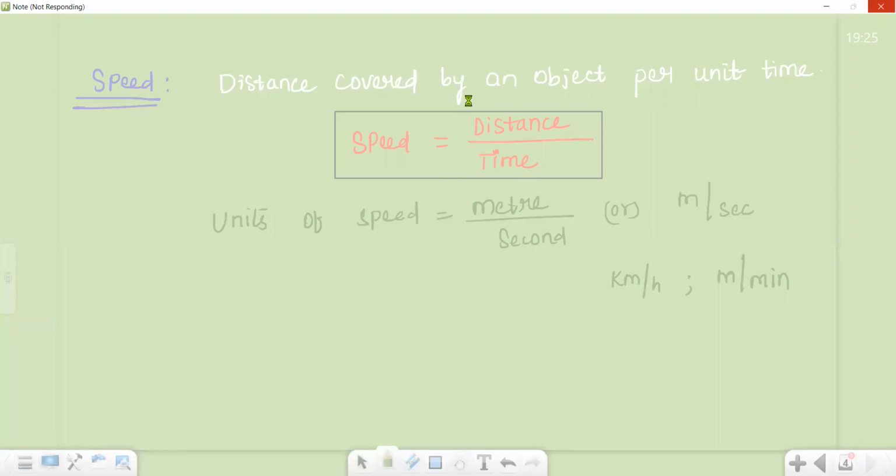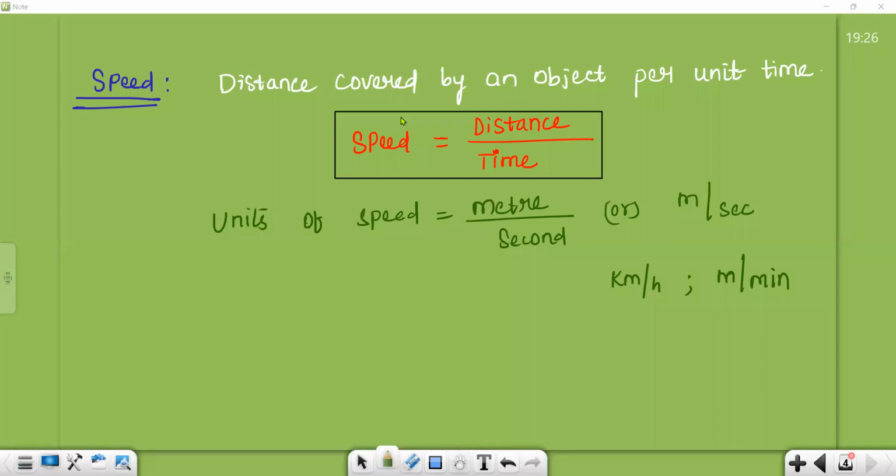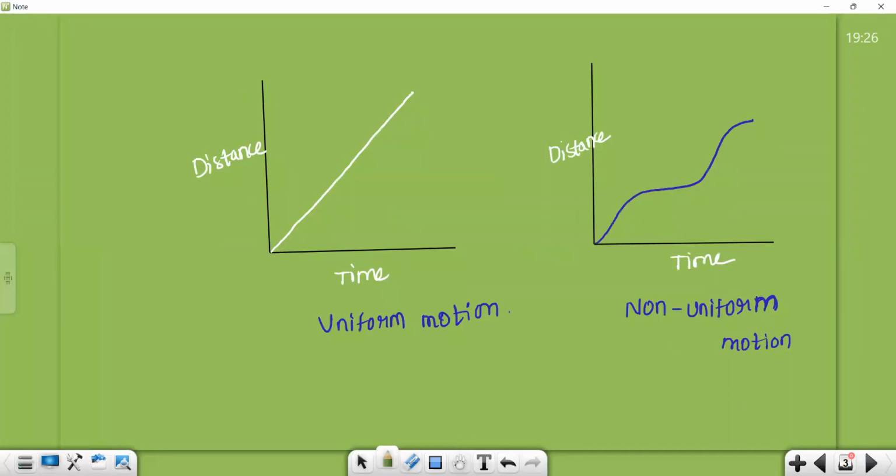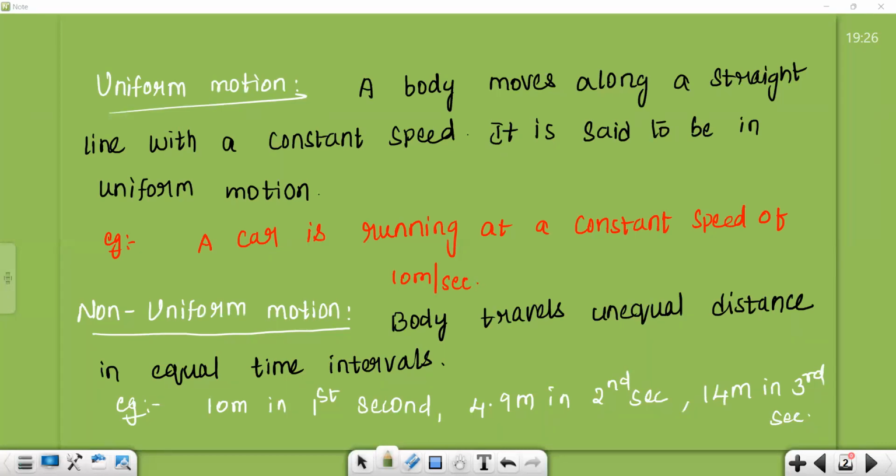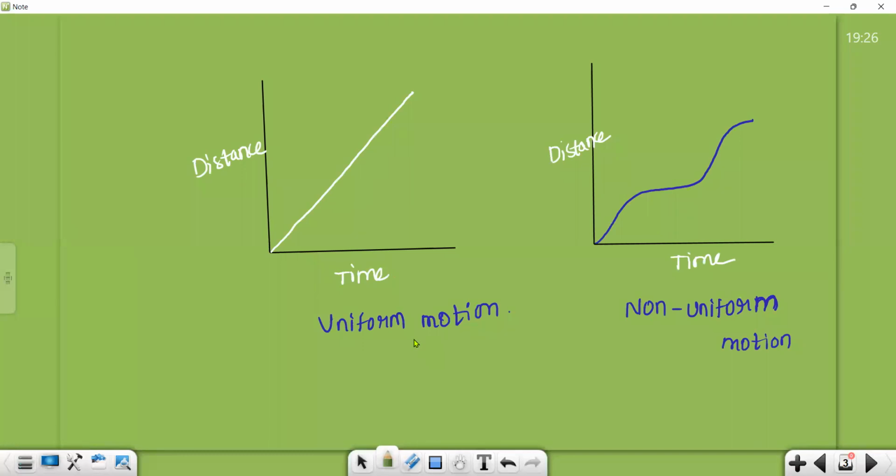Ma'am, I was asking, is the rotation of Earth around the sun uniform motion or non-uniform motion? It is uniform motion, right? Ma'am, because the definition says it is in a straight line, and the rotation of Earth around the sun is in an oval shape. For uniform motion, we see in the graph that it must be in a straight line, isn't it? Yes, ma'am. But the revolution of Earth around the sun is not a straight line, it is circular. So in this case, we won't consider it uniform motion, so we can't say that.